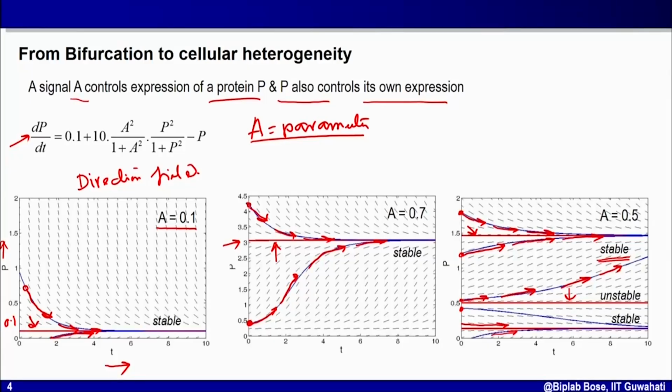So what I have observed in these three direction fields: when I have a lower value of A at 0.1, the signal is 0.1, I have only one steady state, which is stable. When I move to a higher value, A equal to 0.5, the external signal equal to 0.5, I have three steady states, out of which two are stable and the middle one is unstable. Then if we further increase A to 0.7, again the three disappear and only one steady state comes, and that has a higher value and it is a stable steady state.